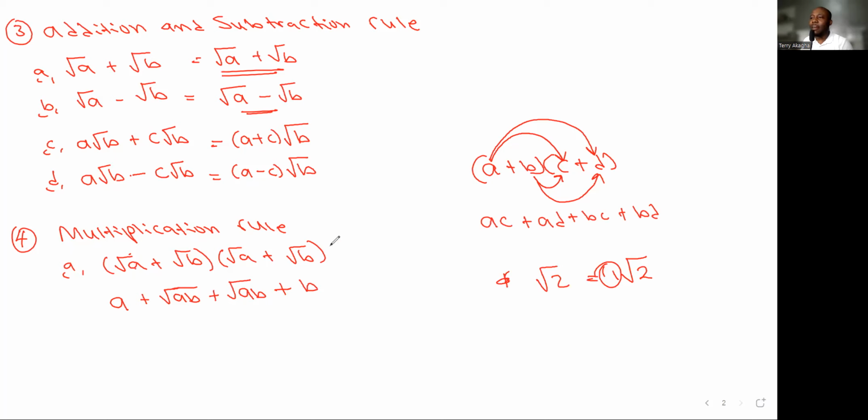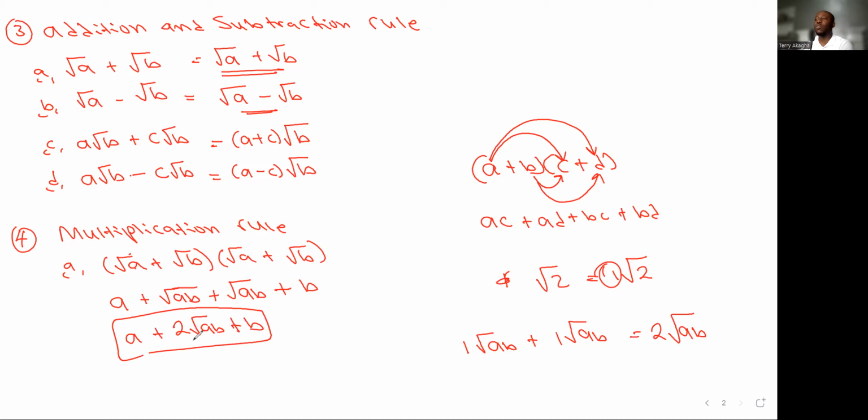So technically, I can write this as 1 root AB plus 1 root AB. So we add 1 plus 1, and that will give us 2 roots AB. Remember we told you, when the surds are the same, you just add those values together. So it's going to give us root AB plus root AB, and we have 1 here, and that'll give us 2 root AB plus B. Okay, and that's how you get the answer for that.